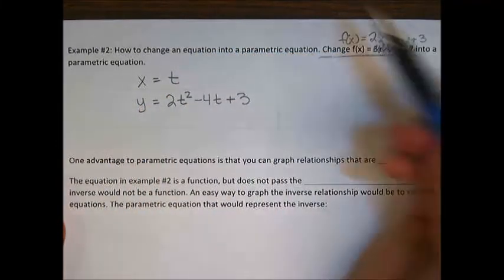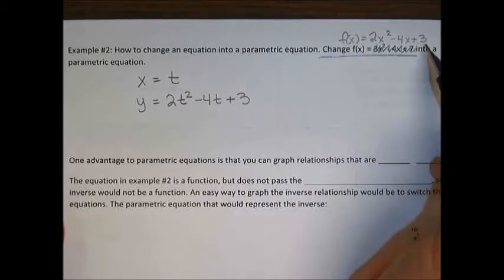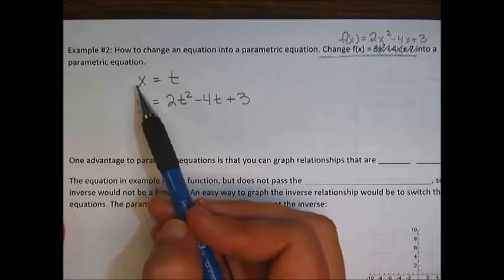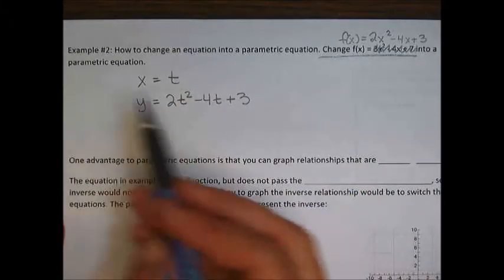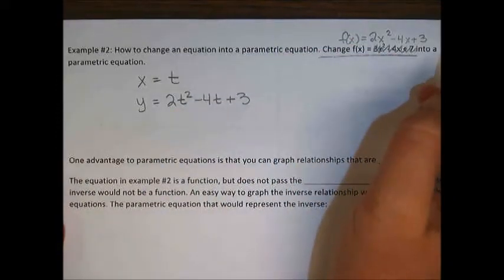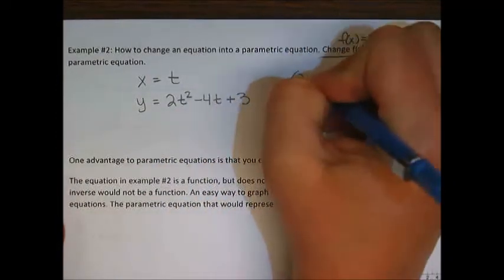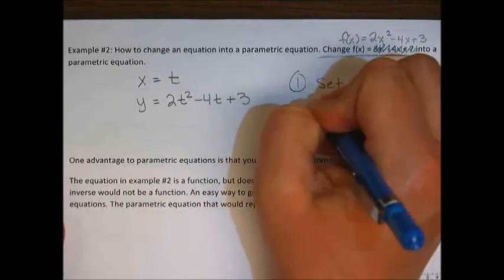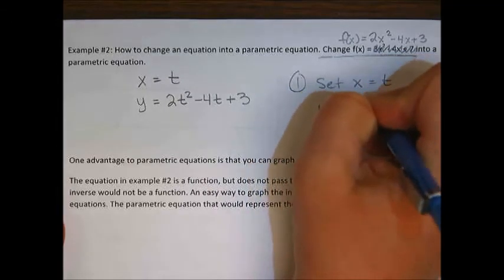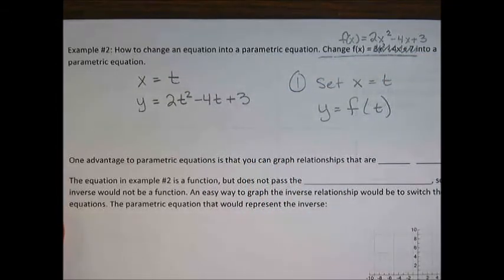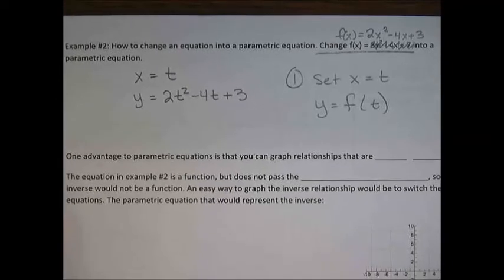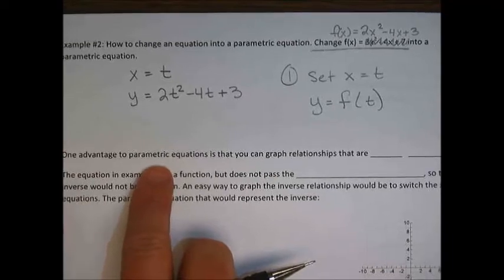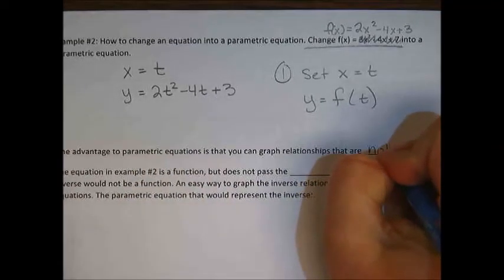And this works exactly like this function. If I plug 1 in, I would get a y value. So if I plug 1 in for t, if x was equal to 1, t would be equal to 1. So that's an easy way to change regular equations into parametric. Just set your x equal to t and y equal to the function with respect to t instead of x. This is really easy then. One of the advantages of parametrics is you can graph things that are not functions.